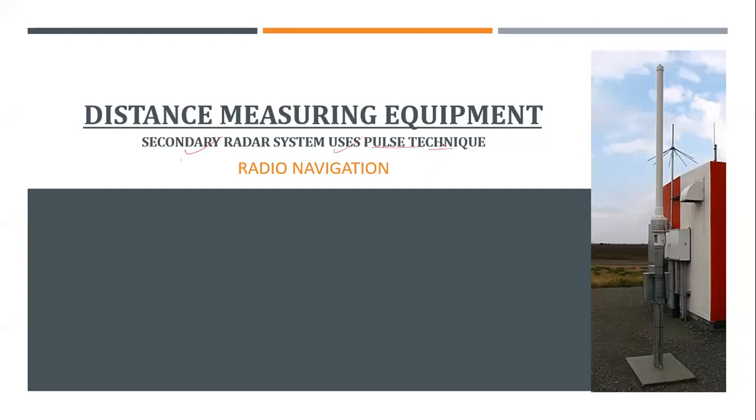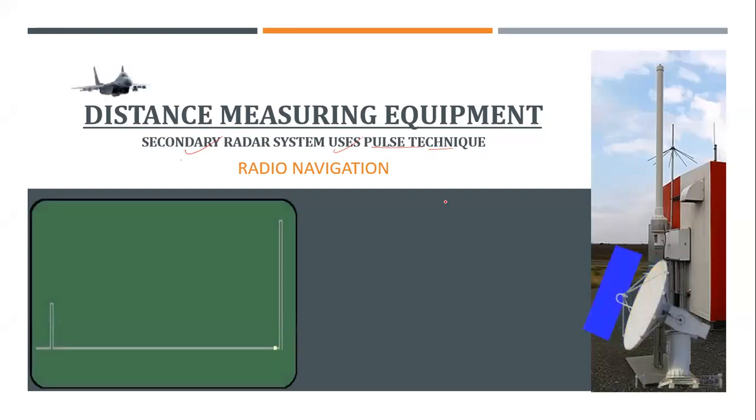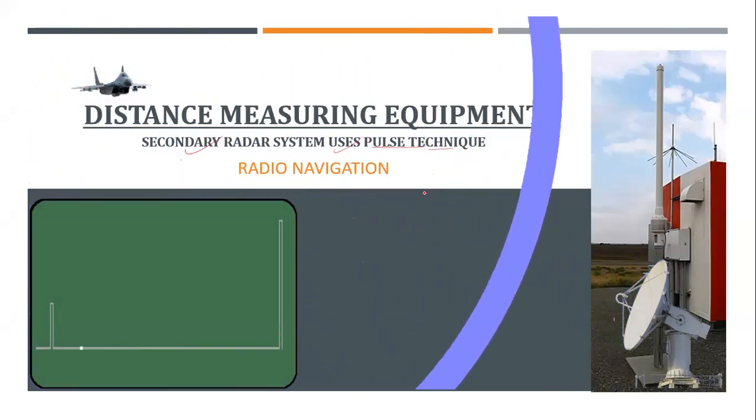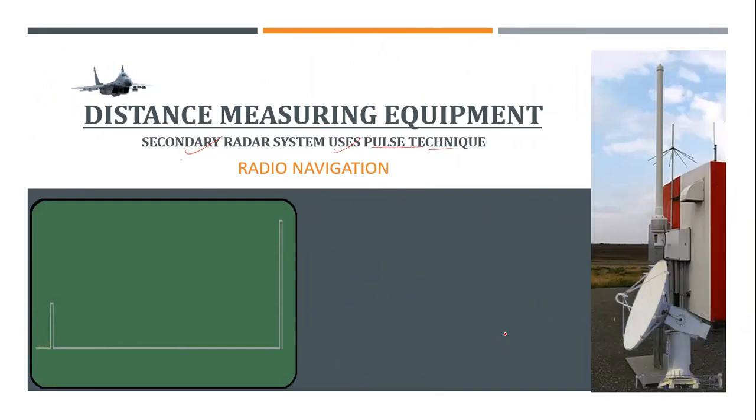Pulse technique is something that all radars use, right? So it basically works like this. It sends out the signal, waits for it to come back, the aircraft then sends it off, and the receiver receives it. So this in turn is the interrogator. Okay, and this one would be the transponder.